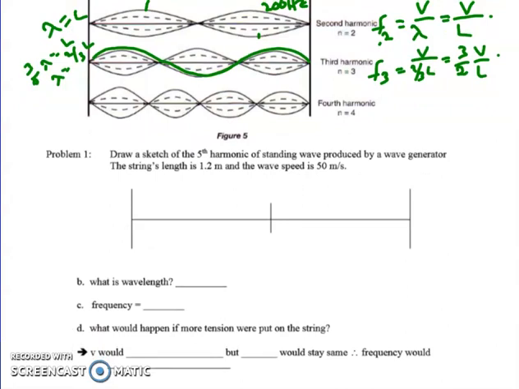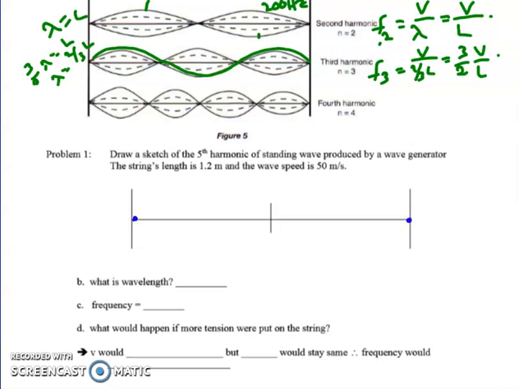Let's draw the fifth harmonic. You may be asked to draw a harmonic for fixed strings, and then in the next tutorial, it could be for an open or closed pipe. But all three follow the same basic process. Start with where you know the nodes are. So we know we have to have a node here and a node here.